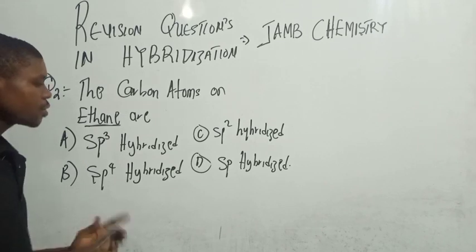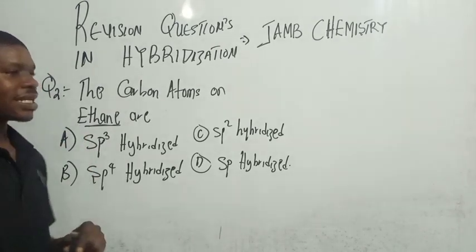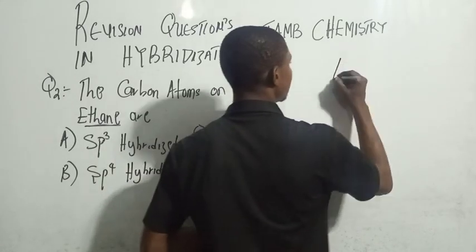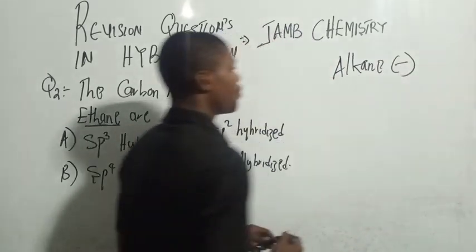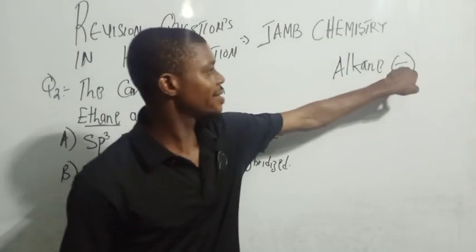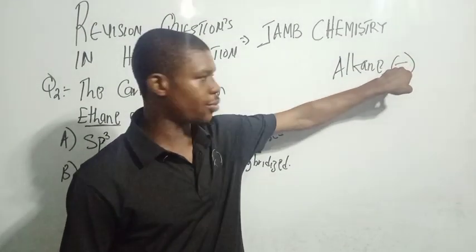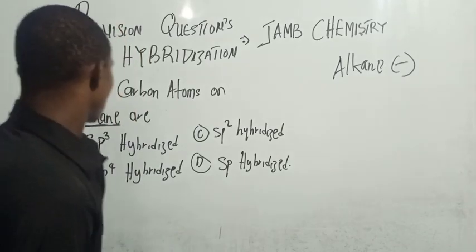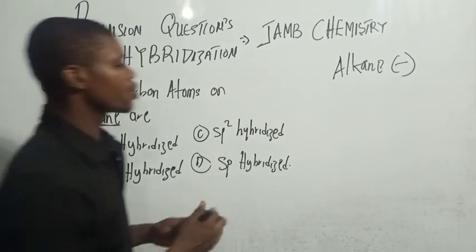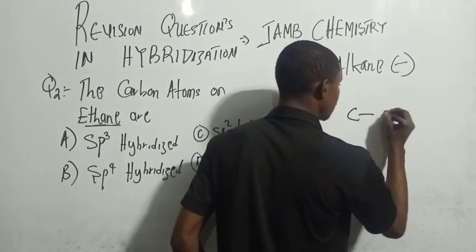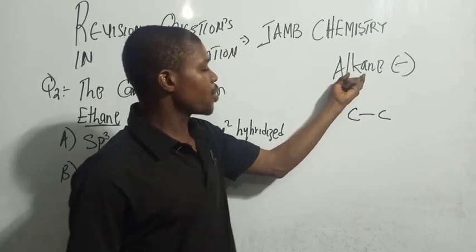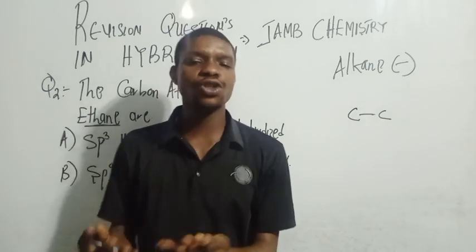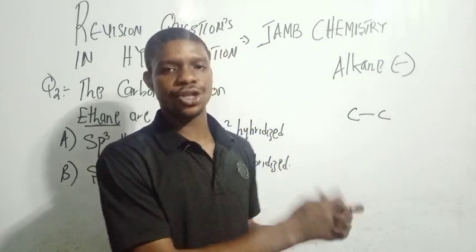So when you talk about ethane, you are talking about an alkane. And alkanes are all single bonds. Do you get that? They are all single bonds. So this one means that it contains two carbon atoms, one, two, connected with a covalent bond, because I talk about alkane, there is no double bond, there is no triple bond.